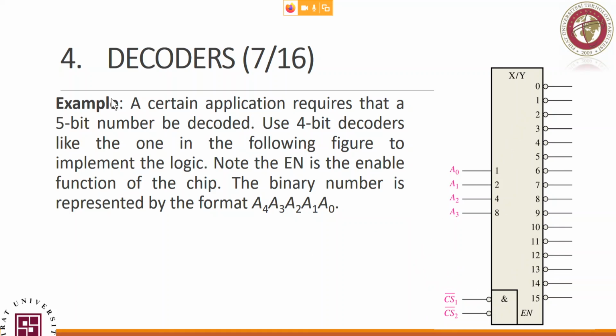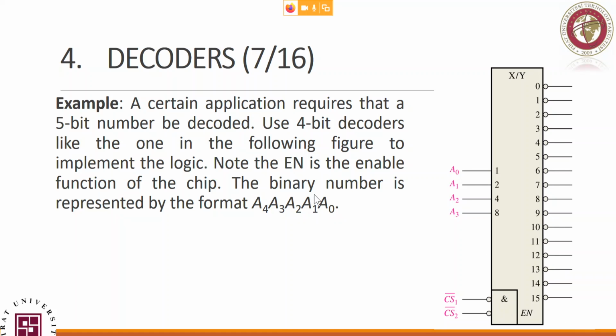But now let's say we have an example. Let's just address this example. A certain application requires that a 5-bit number be decoded. Use 4-bit decoders, not just one. If you need more, just use more. Like the one in the following figure, to implement the logic, note the enable n is the enable function of the chip. Okay, the binary number is represented by the format A4, A3, A2, A1, A0.